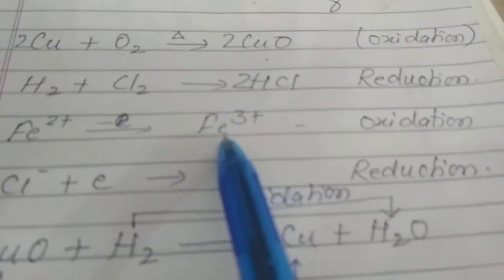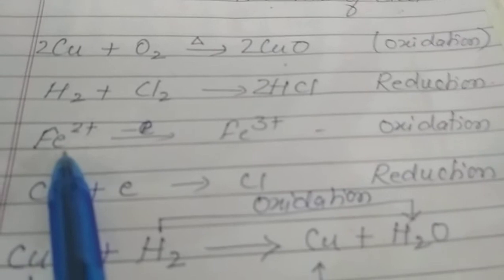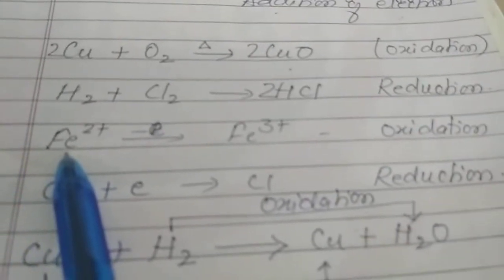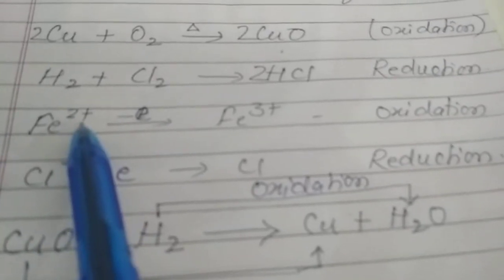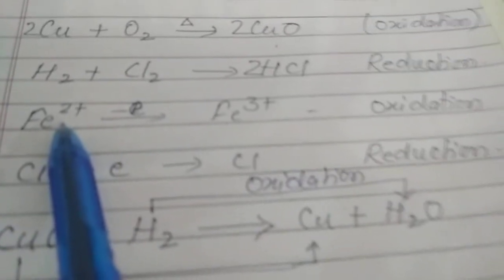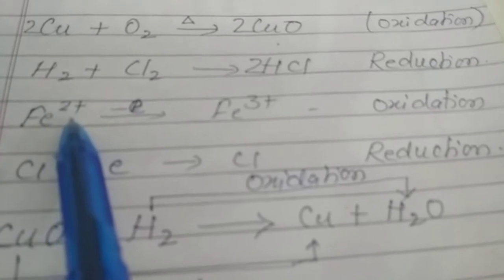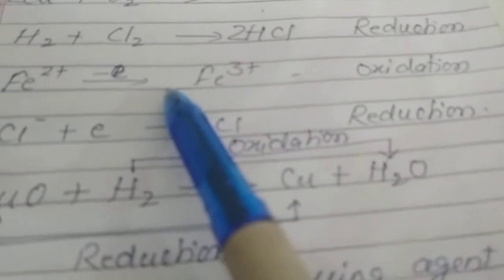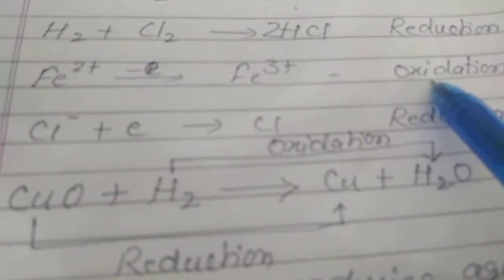Now the second point we are going to study is with the help of electrons. I have already explained to you ferrous and ferric. Ferrous means the ion which has 2 positive charge. This 2 positive charge is due to the removal of 2 electrons. Out of this, if 1 more electron is removed, that means 3 electrons have been removed, so its valency becomes 3 positive charge. So removal of 1 electron is known as oxidation.